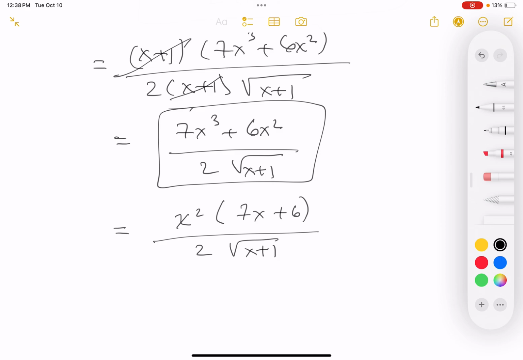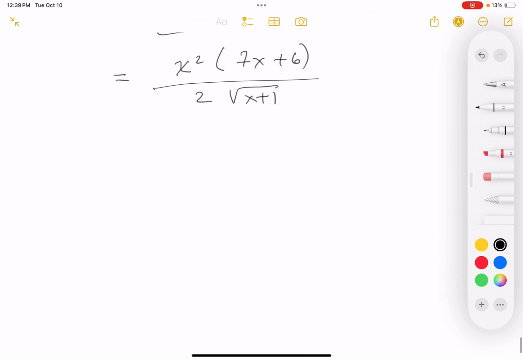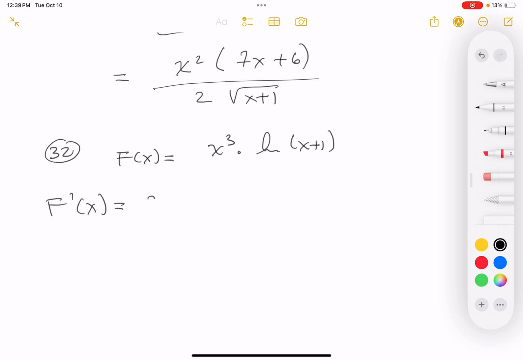Let me just keep going through the sheet and see when it's going to change. I got 32 now. And 32 is this big F. And that's going to be x cubed times the natural log, x plus 1. Well, F prime. Well, let's mix it up a little bit. X cubed times the derivative of the second function, 1 over x plus 1, plus the derivative of the first function, which is 3x squared, times the natural log of x plus 1.